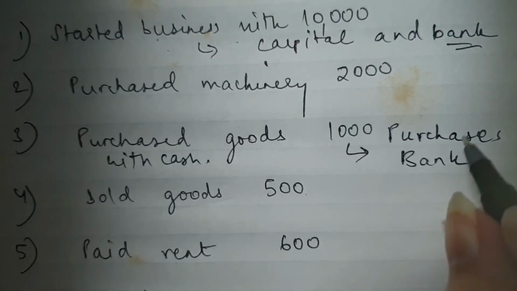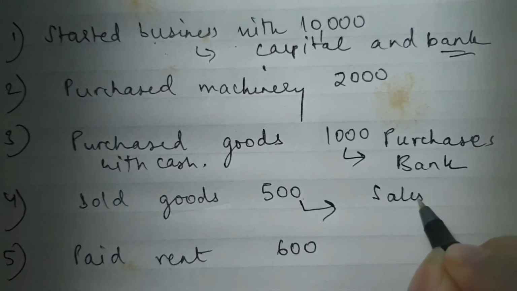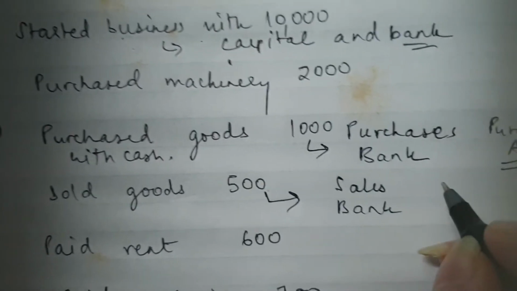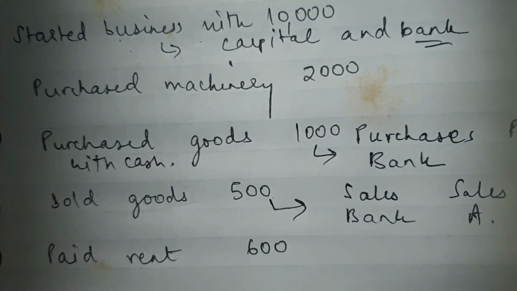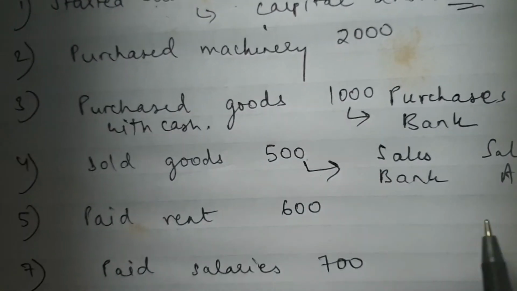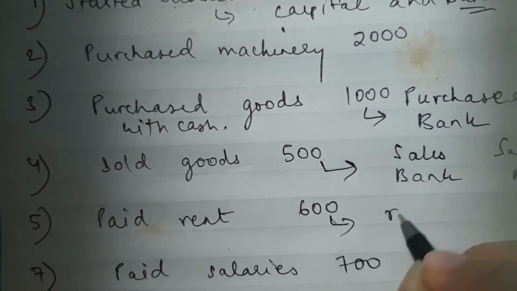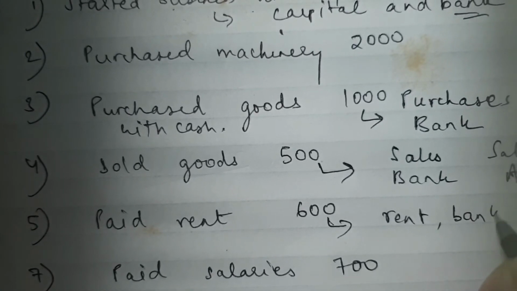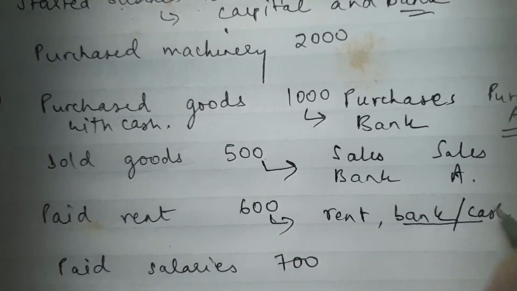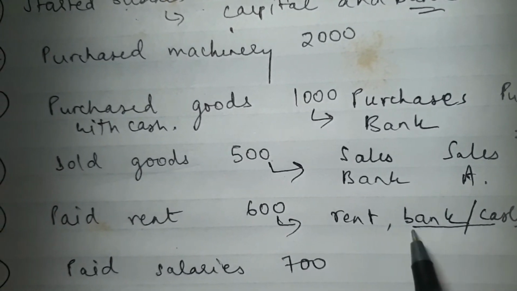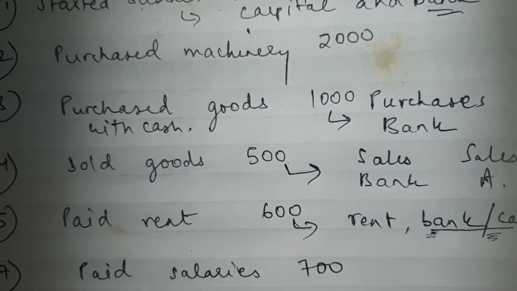A. Now coming to sold goods, the same thing will be followed. The accounts involved will be sales and bank. And if it's a credit sale, then it'll be sales and A. So here I'm just identifying the accounts. I'm not making the journal entries. So coming to paid rent, the accounts involved would be rent and bank. Now when I say bank, it could also be bank or cash. That depends on whether the payment was made via bank or with cash. So when I say bank account, it means bank or cash.